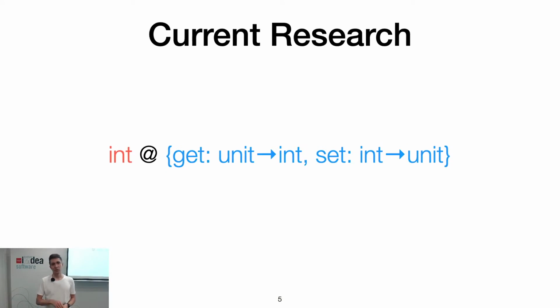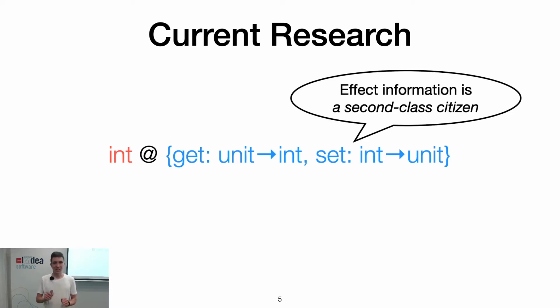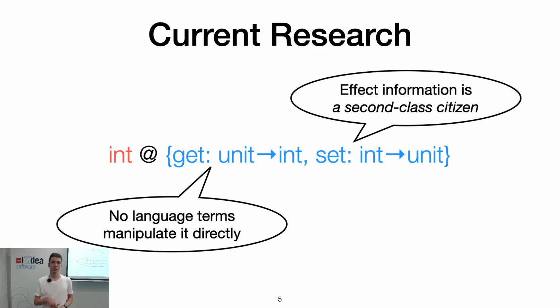Those annotations, and type and effect systems in general, are currently an active area of research. There are a lot of papers published right now about type systems for algebraic effects. One common feature among them, though, is that all of them treat effect information as a second-class citizen in the typing system, meaning that there is no direct term in the language to add, remove, introduce or eliminate these effect annotations. They are collected implicitly from the term in a bottom-up fashion.